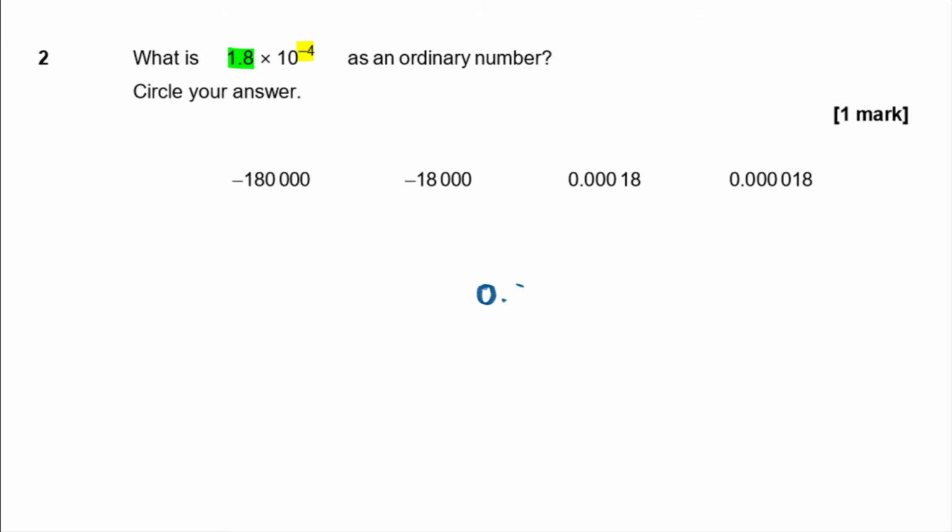zeros, 0.000, 1, 2, 3, 4. And then once I've written down my 4 zeros, I then write the mantissa part, the 1 and the 8, like that. Okay, so negative 4 means 4 zeros. Don't forget to put the decimal point in, and then we write the mantissa of 1, 8. So that is the same as that one.